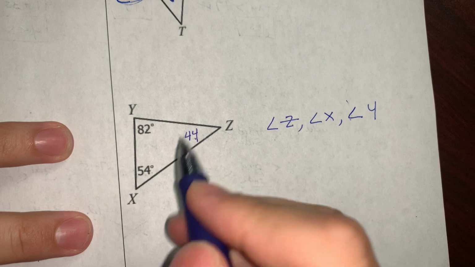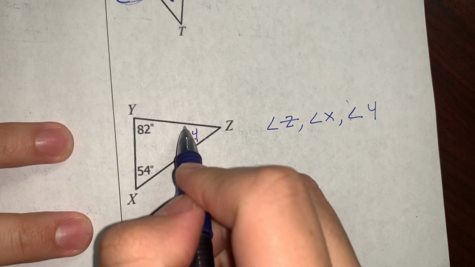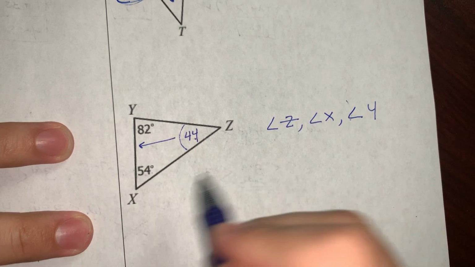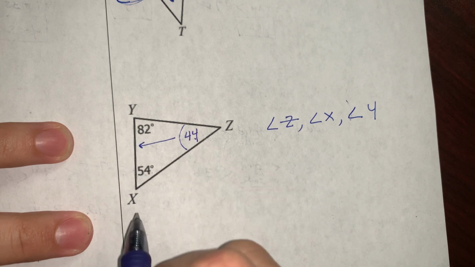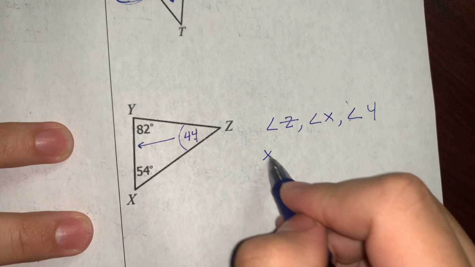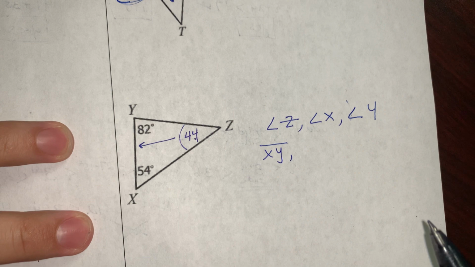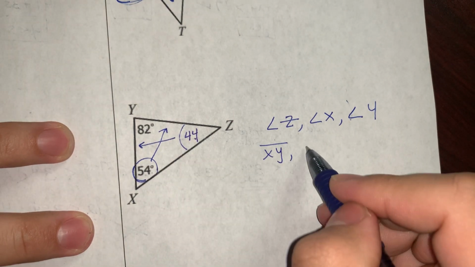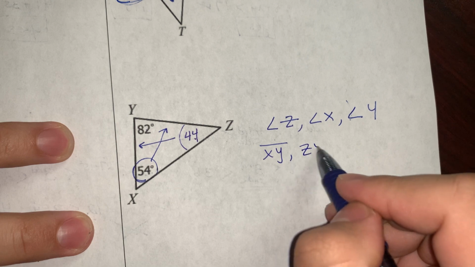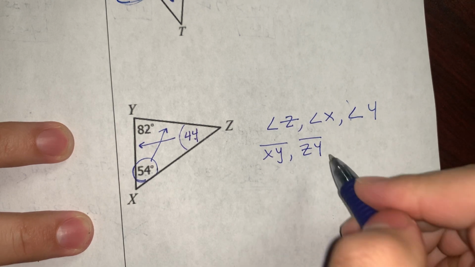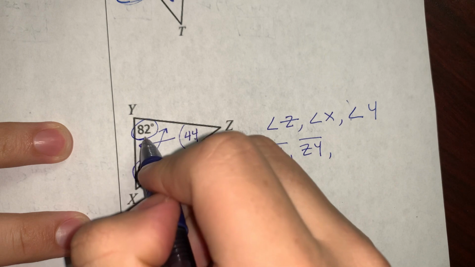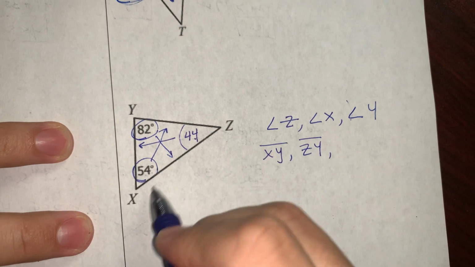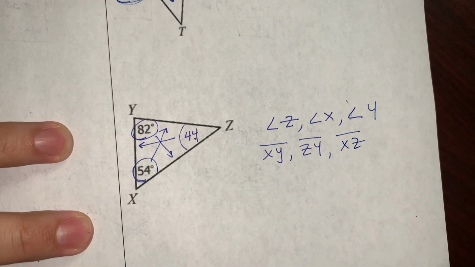Now let's decide what sides those correspond to. We know that this angle corresponds to that side. So the smallest side, based off of the smallest angle, is XY. The next smallest angle corresponds to the next smallest side, which is side ZY, or YZ, it doesn't matter. And the largest angle corresponds to the largest side, which is XZ.